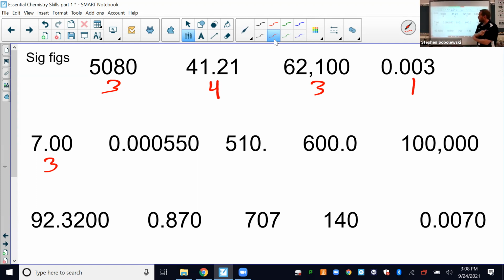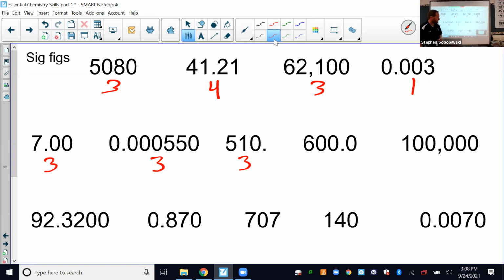This number here, 0.000550. All right, I see zeros in the front and the back. The front zeros do not count ever. The back zero counts if there's a decimal anywhere in the number. Yes, there is. Therefore, this has 3 sig figs. 510 point. We've talked about that. 3 sig figs. It means they all count.